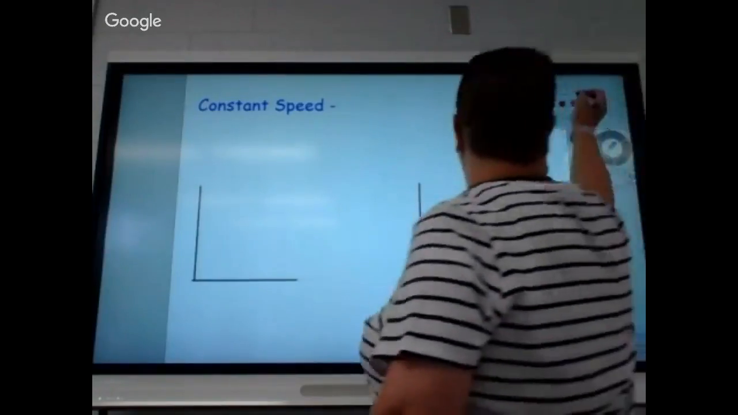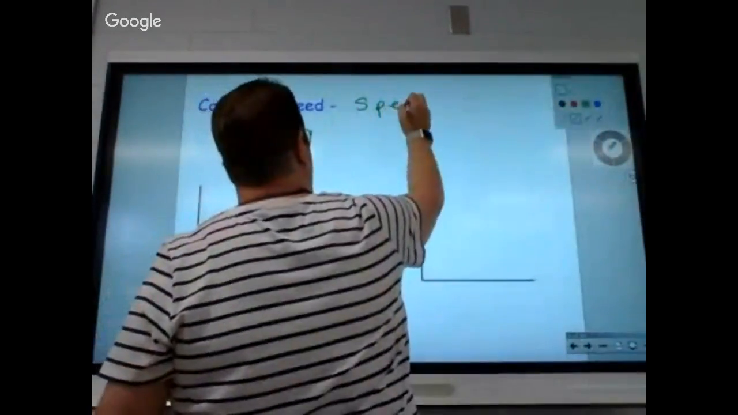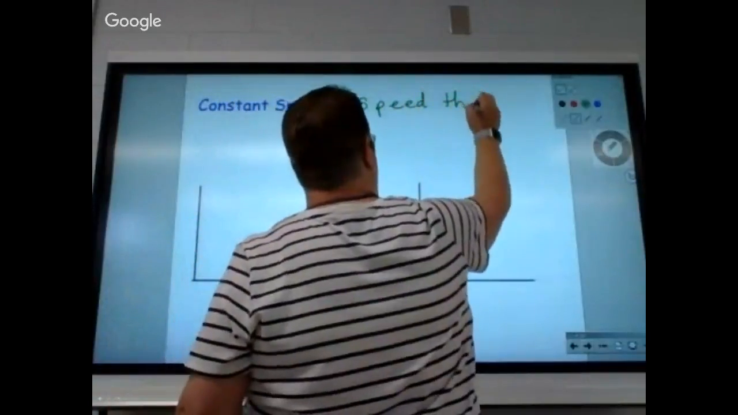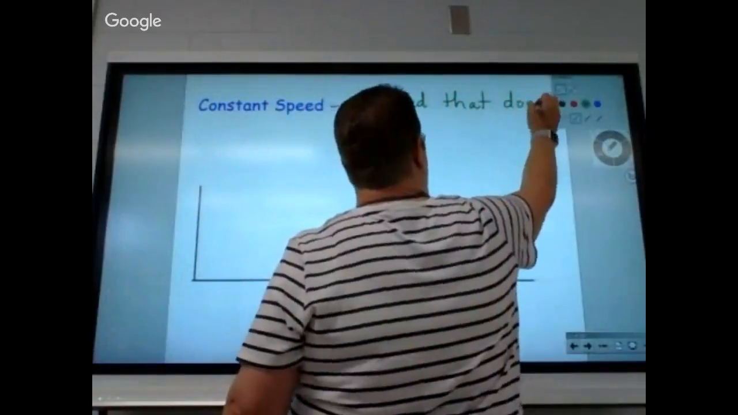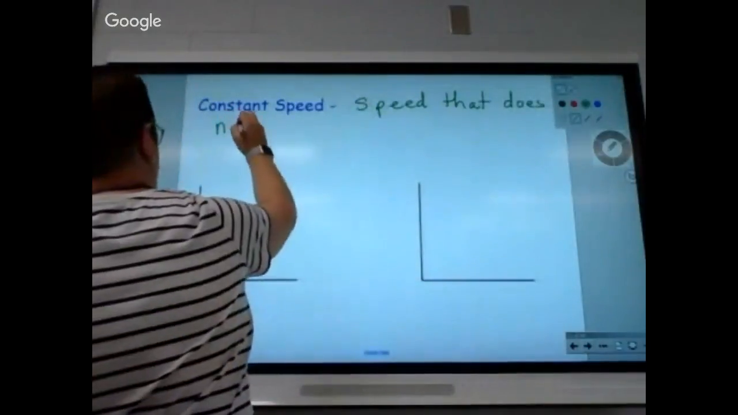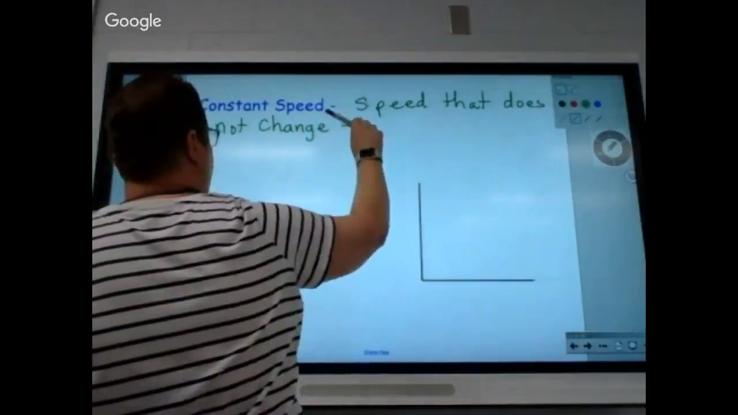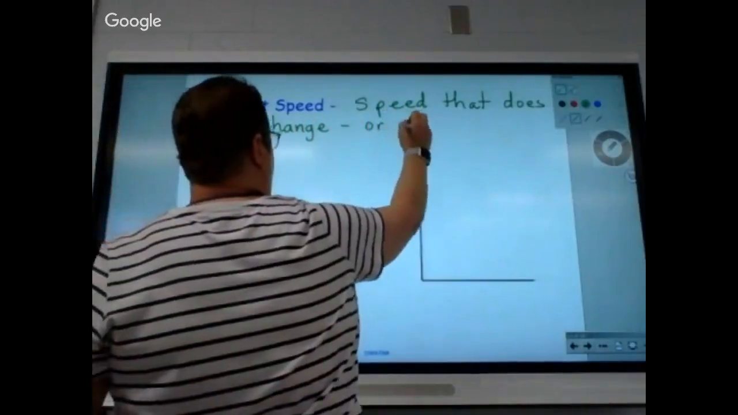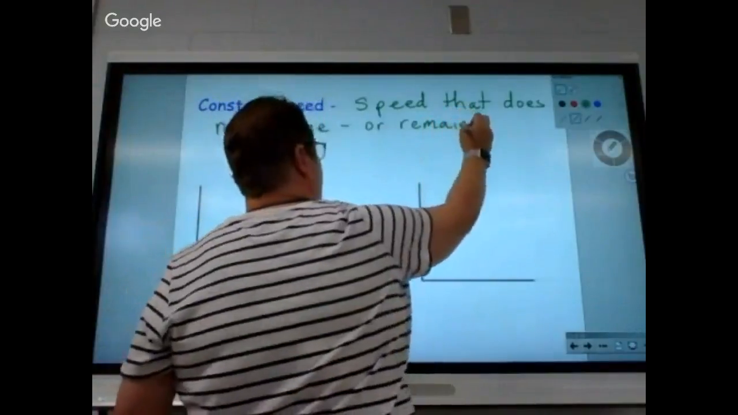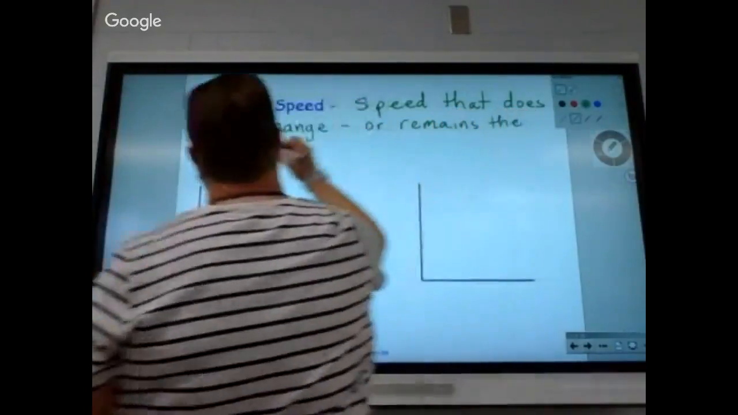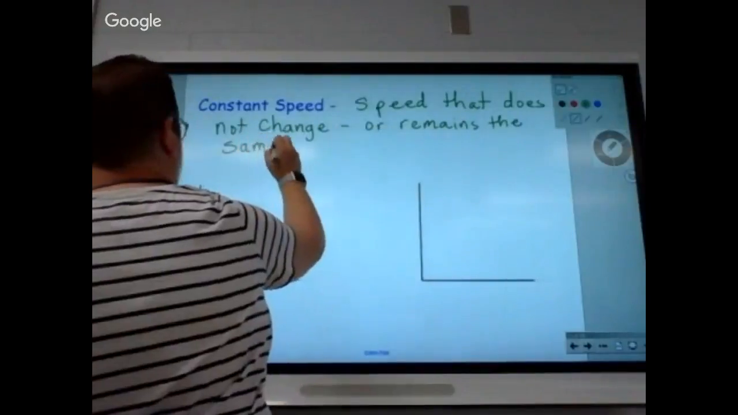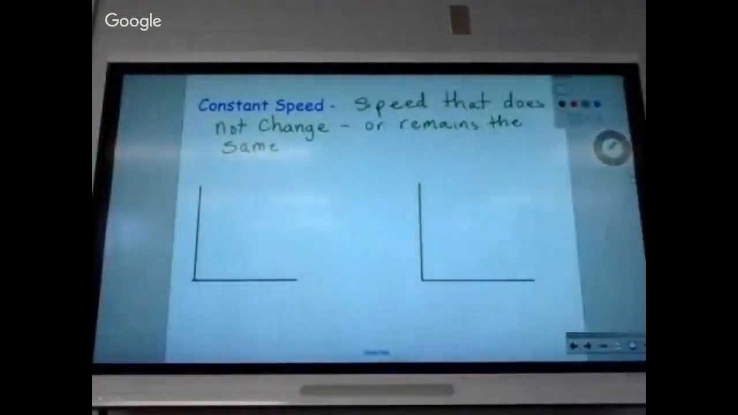All right, so a constant speed is a speed that, that's right, does not change, remains the same. That's why I said, let me change my plan here. Because if I do this one first, y'all can usually all tell me the answer. All right? So, it's a speed that does not change or remains the same.